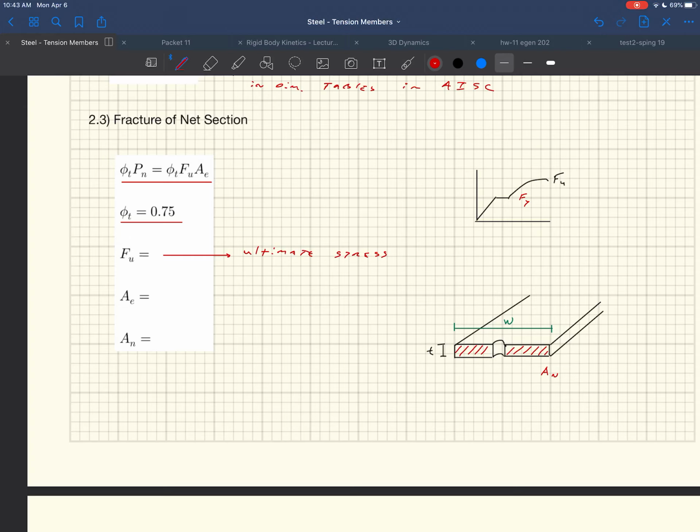Ae, and this is where things get a little bit complicated, right? Ae is the effective net area, is what we call that. Yep, let me see here. Yep, effective net area. There's a lot of stuff going on with Ae. I'm going to move these drawings to the right a little bit.